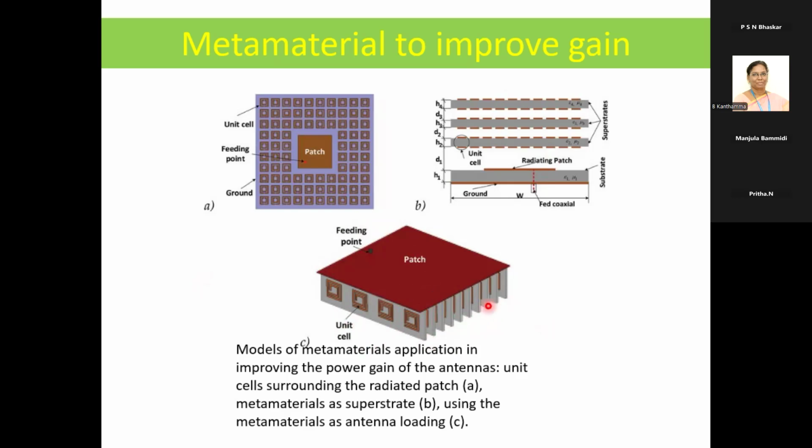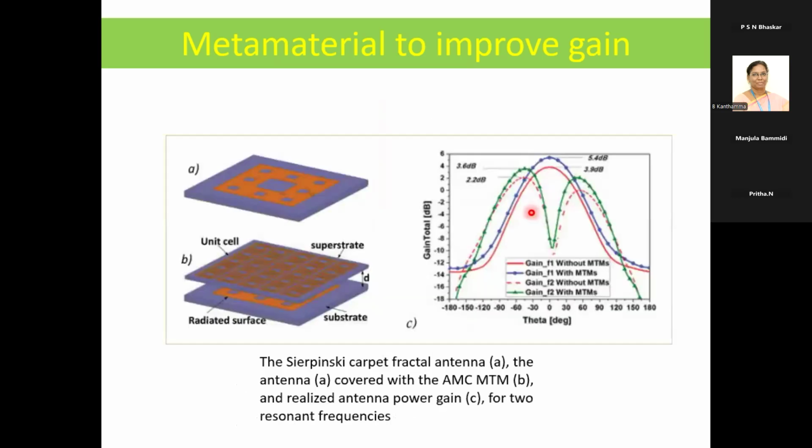If you are going to place it above the patch, you are going to control the gain. So both can be controlled if you are going to use both the superstate and substrate. The bottom substrate will control the bandwidth and the superstate will control the gain. So you can use it in both ways, substrate and superstate. So this is a substrate. This is the superstate. In between you have the antenna. This is the antenna.